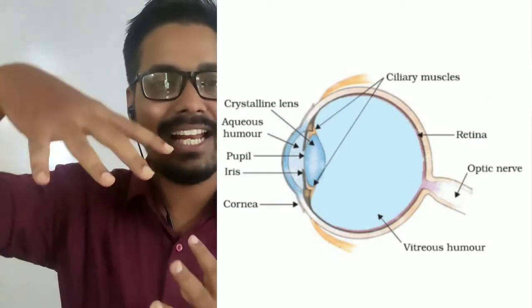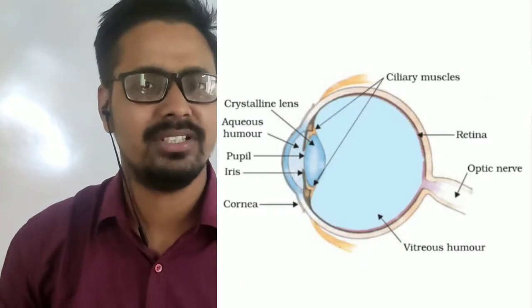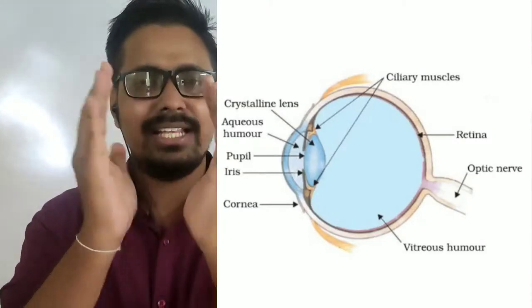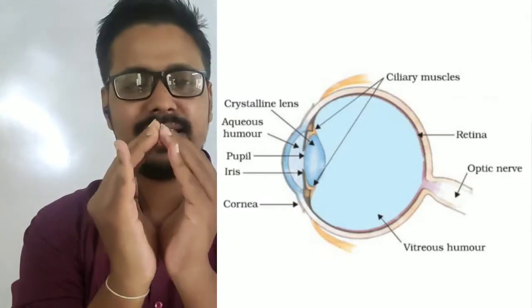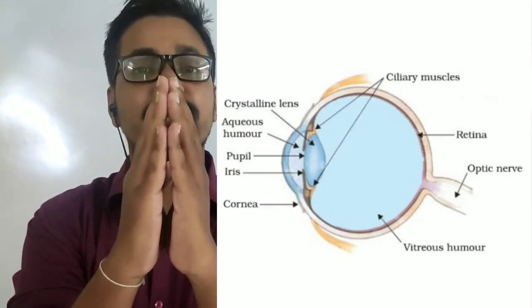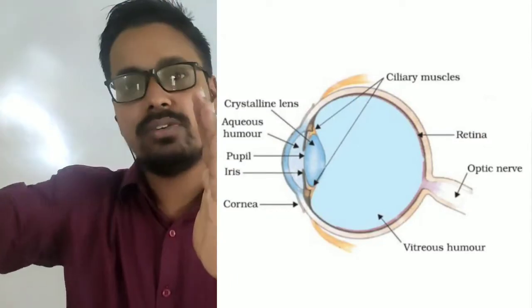So whenever the ciliary muscles contract, as you can see in the diagram, what happens to the lens of the eye? It becomes very thin because it is pulled from both ends. When the lens is very thin, the focal length becomes more, because less the curvature, more the focal length.